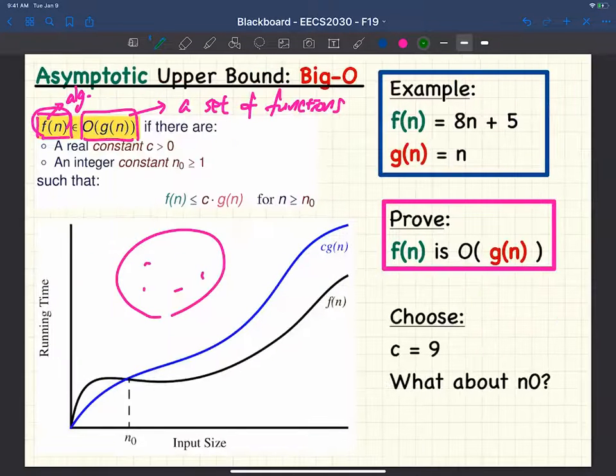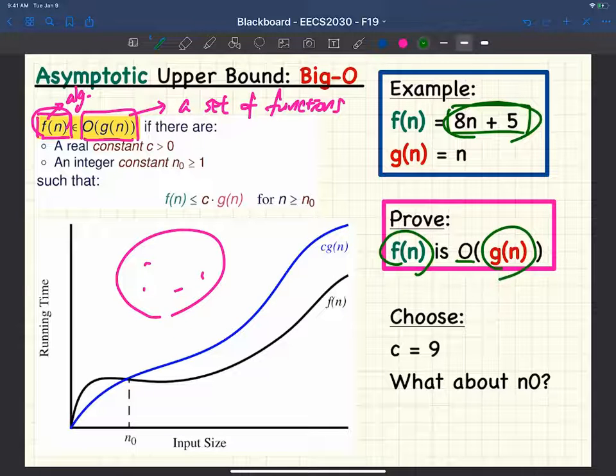Again, that's a definition. So how can you prove it? For example, if I want to prove that 8n plus 5, which is the algorithm running time, f of n, is a member of big O of g of n, how do I prove it? According to the definition, you only have to choose two things in order to prove. Number one, you have to choose a multiplicative constant c, which is applied to g of n, such that c times g of n can actually upper bound, which means it's larger than or equal to, the algorithm you're talking about.